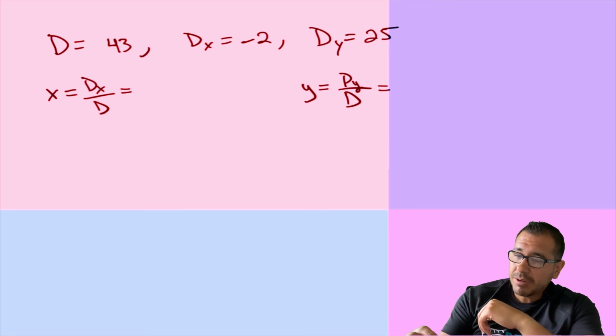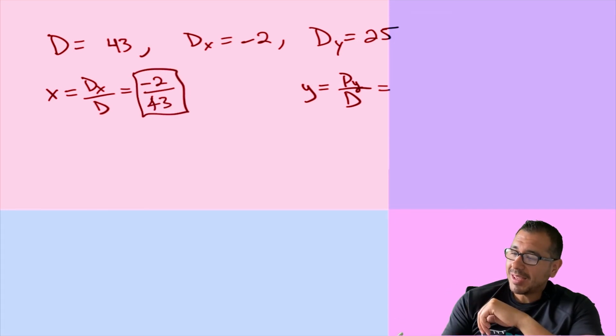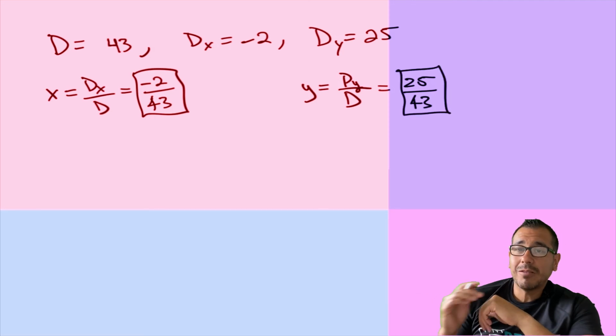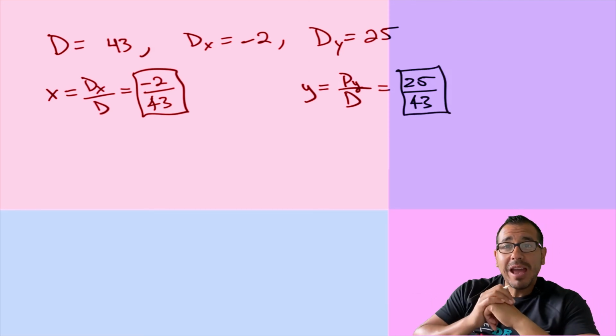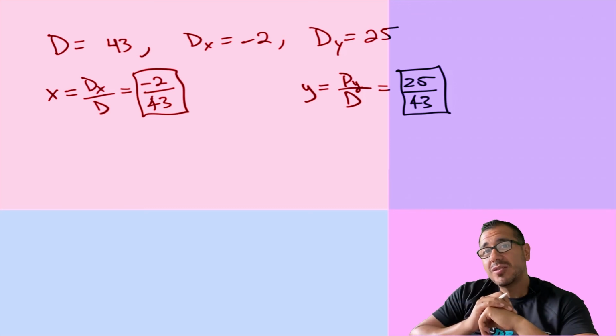Let's plug everything in. Dx is negative 2, D is 43. So this is our x value. And then Dy is 25 and D is 43. So there's our y value, folks. All right, so there you have it. That's how you solve a 2x2 system using Cramer's rule.